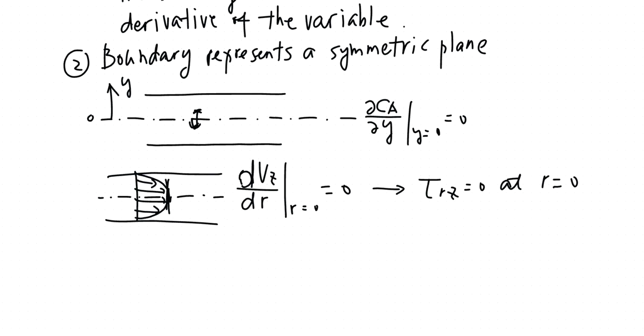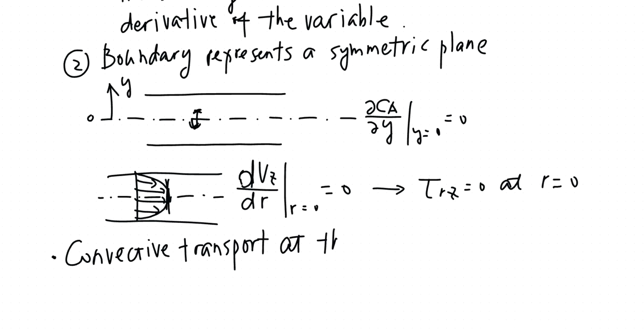The third boundary condition here in the context of transport, we call it convective transport at the boundary. This is what mathematicians call the third type of boundary.